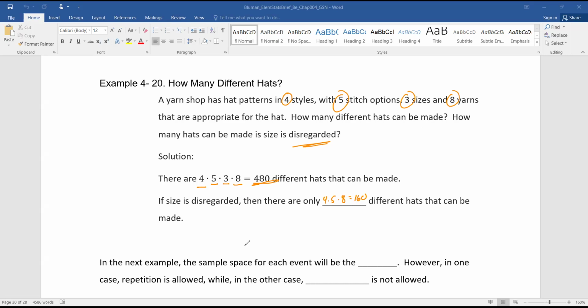In the next example, the sample space for each event will be the same. However, in one case, repetition is allowed, while in the other case, repetition is not allowed. So depending on whether I can repeat an option or not will determine how many options I actually have. For instance, if I was to put this piece of lettuce here, would I put more lettuce on it? Sandwich case.